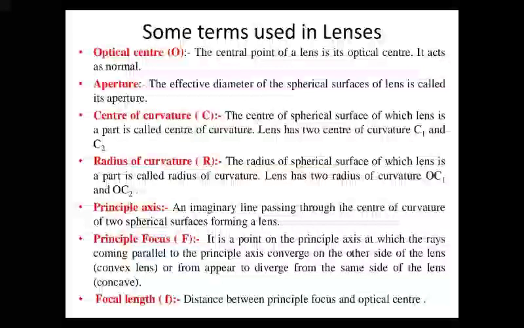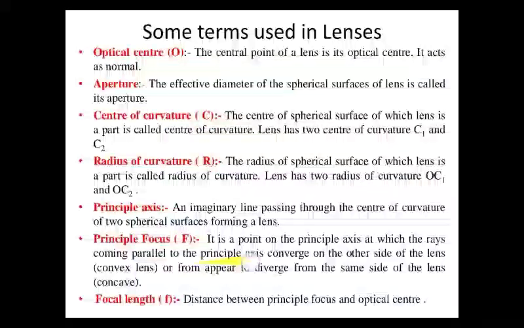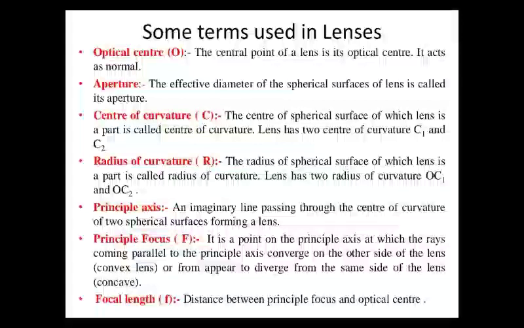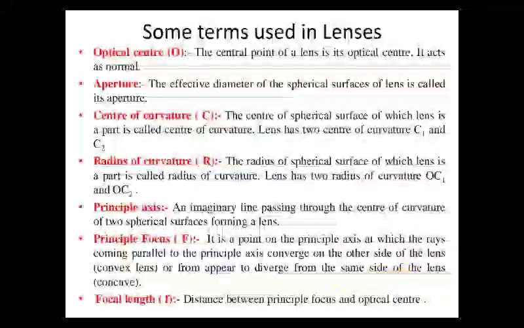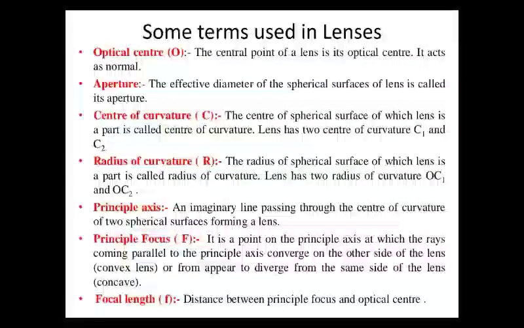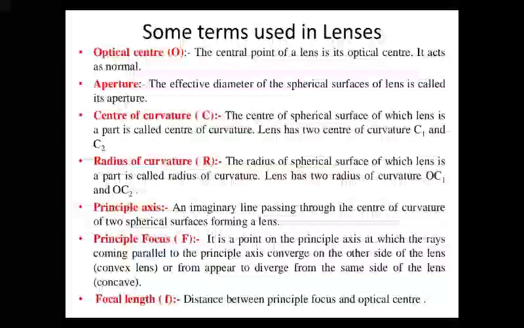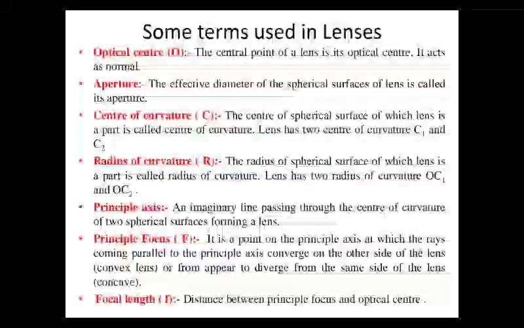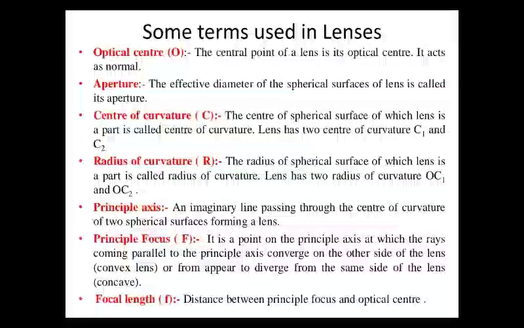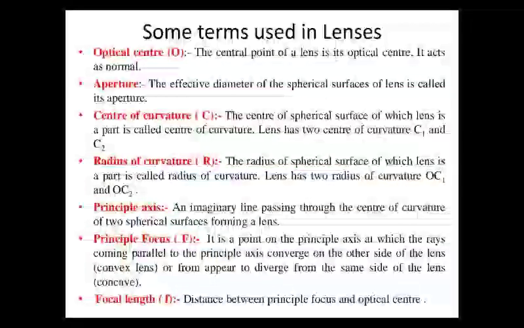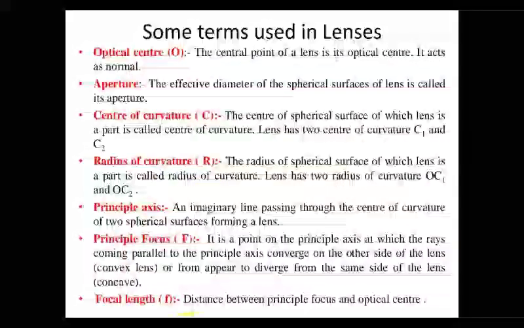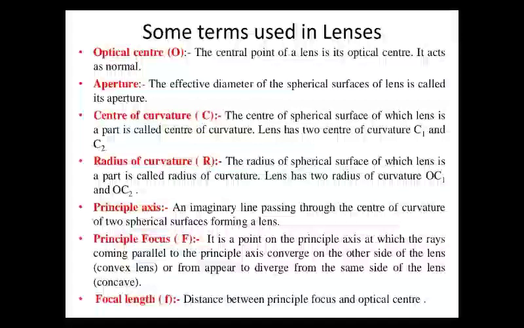Now, principal focus. It is a point on the principal axis at which rays coming parallel to the principal axis converge on the other side of the lens in case of a convex lens, or appear to diverge from the same side of the lens, that is concave. Focal length is the distance between the principal focus and the optical center. So finally we can say that center of curvature and principal focus are points, and radius of curvature and focal length are distances.